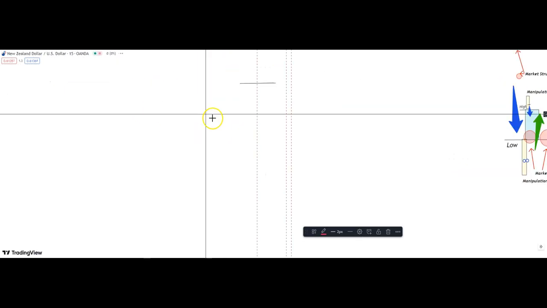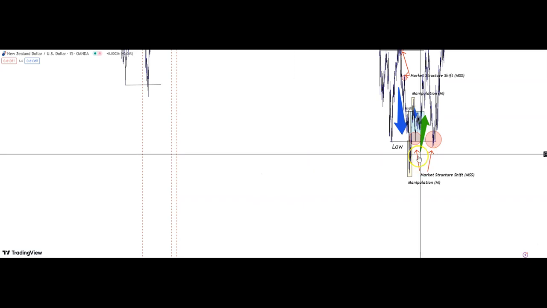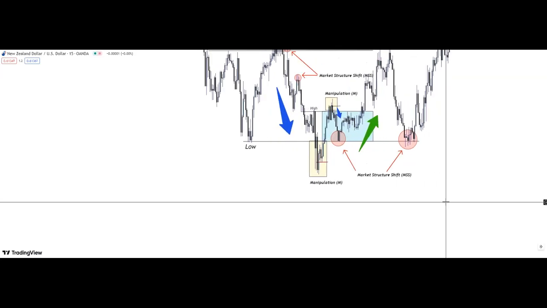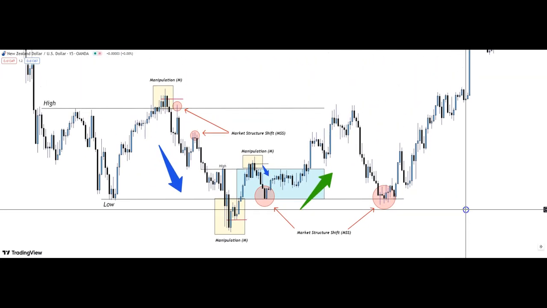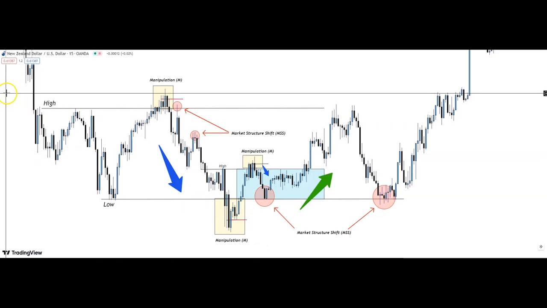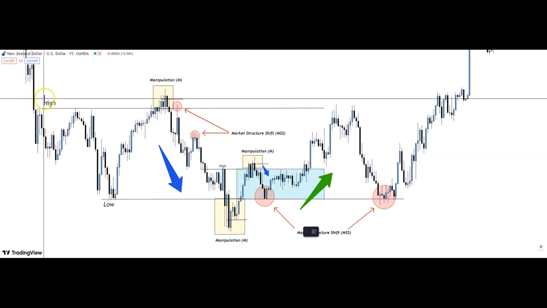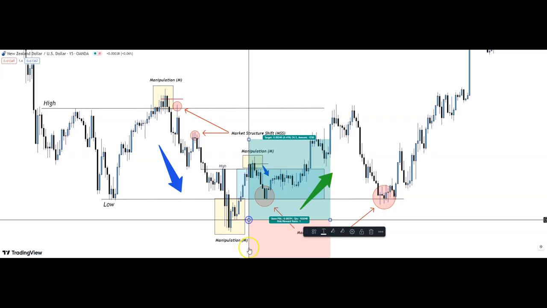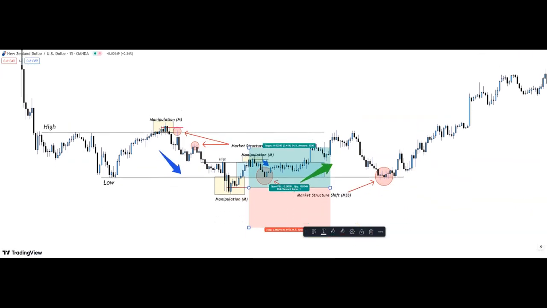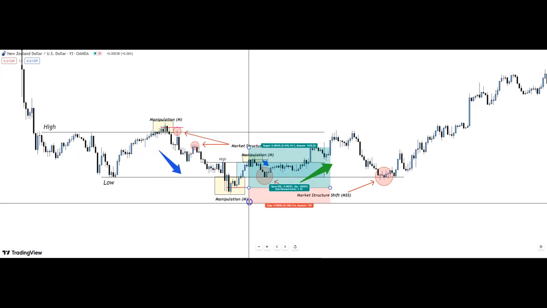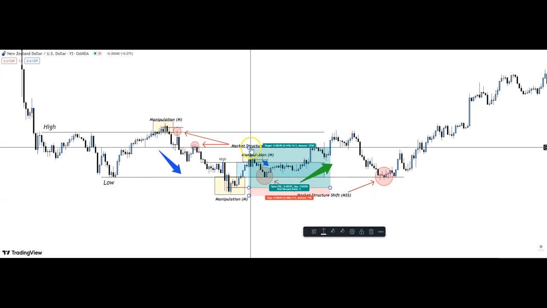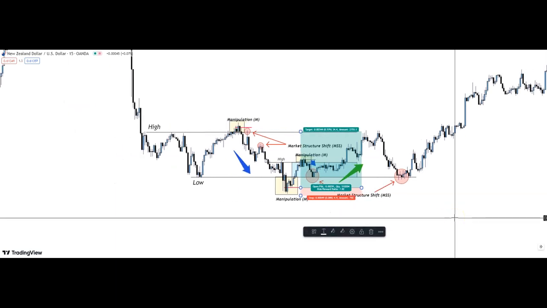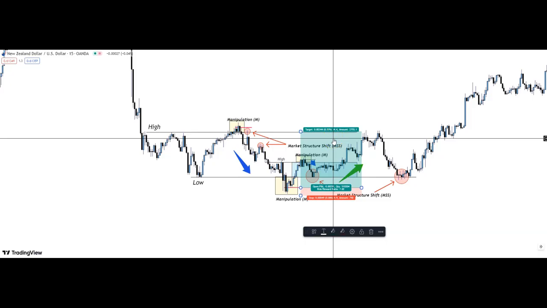And let's go back to the 15. Let me stretch this out. Your entry would have been right here. Target the previous high. Put this right there. Almost a 5 pip risk again. Another 1 to 7. So that's pretty much the power of this.